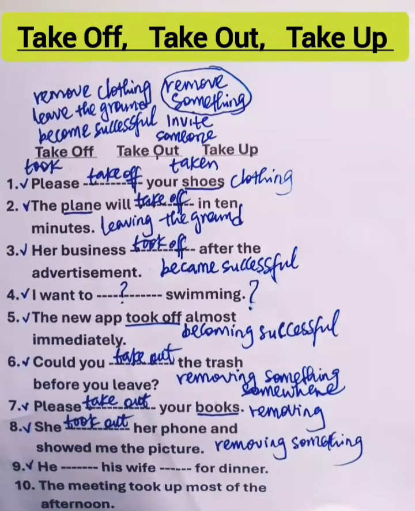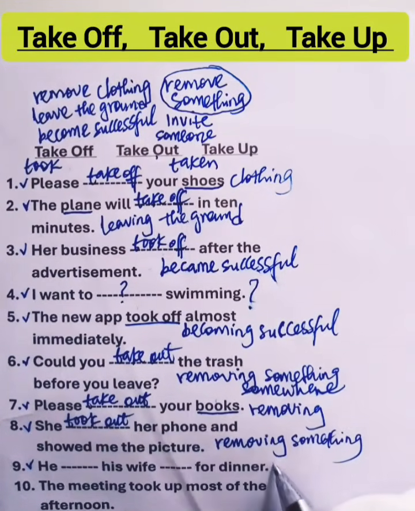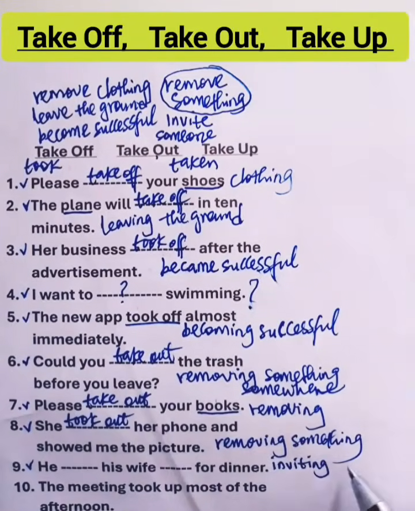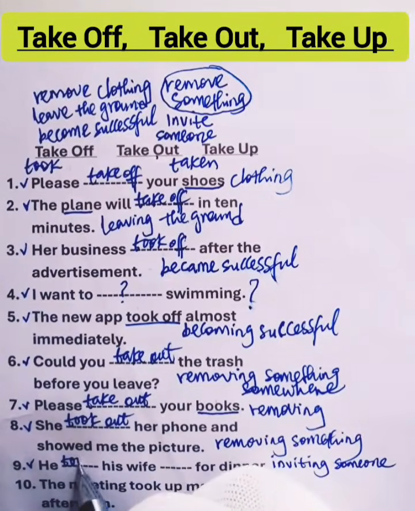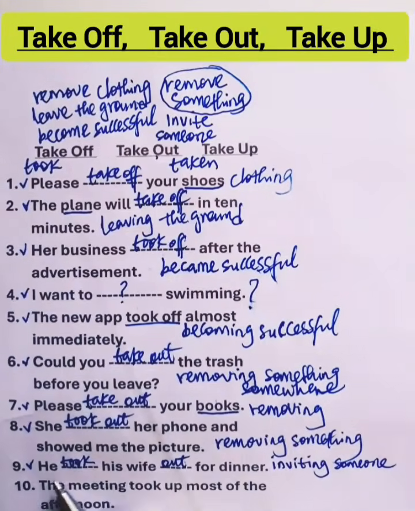Next, he blanked his wife blank for dinner. Here the sentence suggests inviting someone somewhere. It's a past action, so we need to use the past tense. Took. Out. He took his wife out for dinner. It means he invited his wife for dinner.